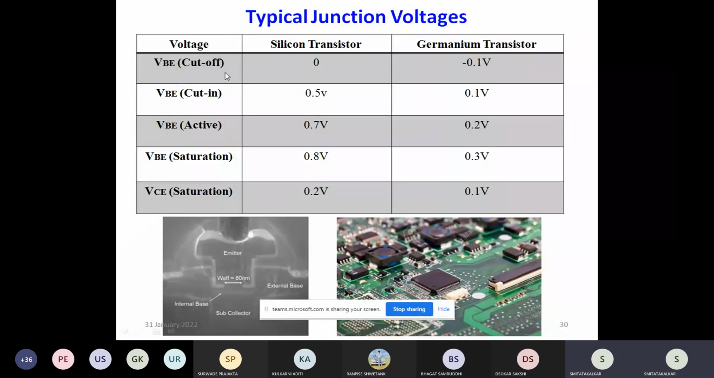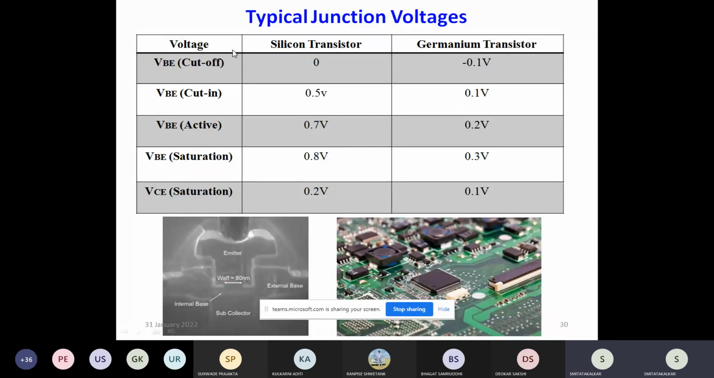Typical junction voltage. If the cutoff is 0, that is a silicon transistor, and here a germanium transistor. But in electronic circuitry, this is the electronics PCB design, printed circuit board, and this board is the Xilinx board for the latest applications like LED screens, TVs, monitor screens, smartphones. We can use this implementation.